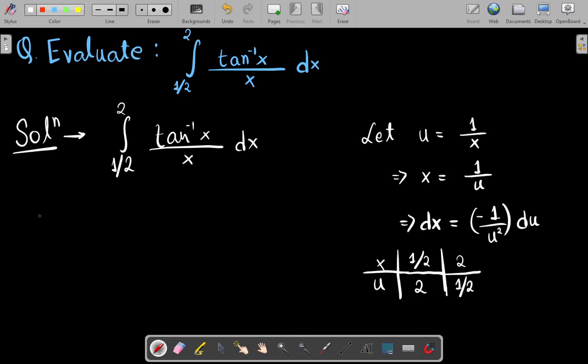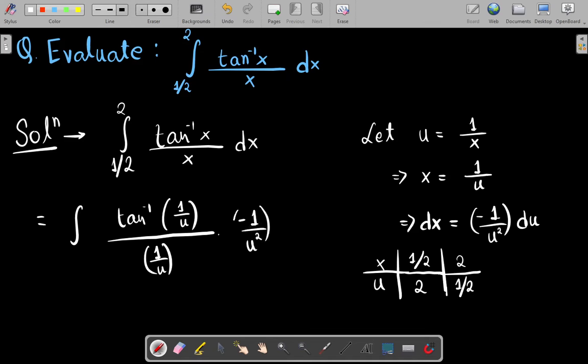So in this integral, if we substitute x with u, we have tan inverse, instead of x we use 1 by u, so tan inverse 1 by u upon, instead of x, 1 by u, times dx, which is minus 1 by u square times du. The lower limit becomes 2 and the upper limit becomes half. So this is the first substitution.